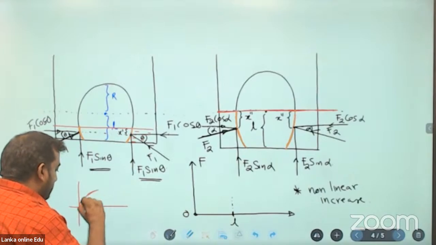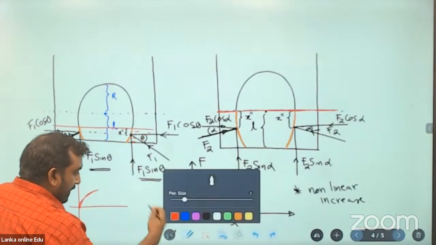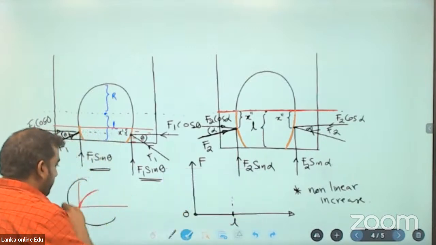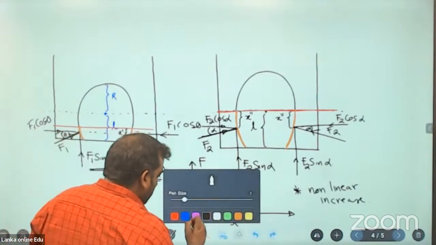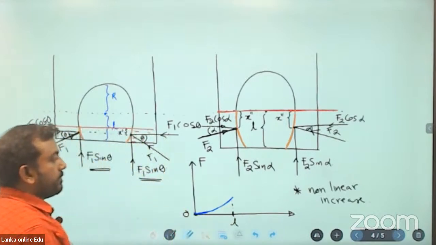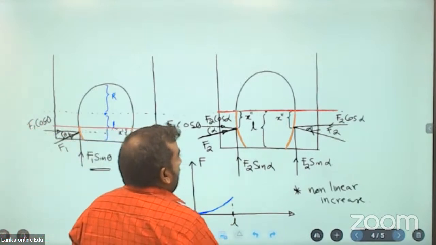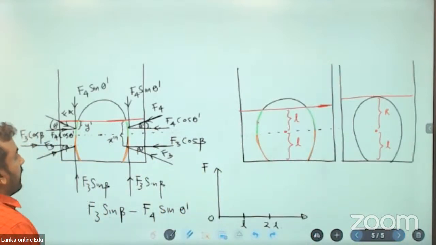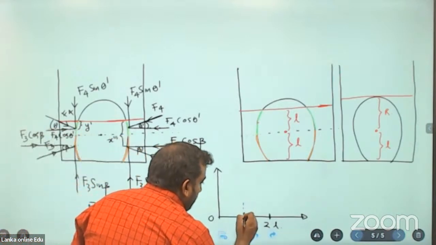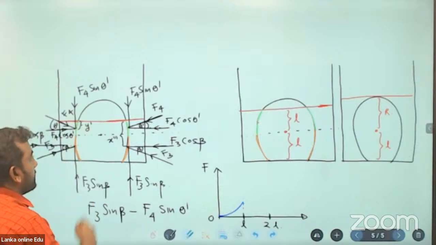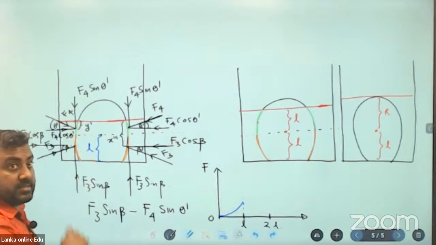Now sine graphs are like this, no? Reducing graph. But here it's increasing, no? So it's an increasing graph. I'll go like this, up to L. Beyond L, now the force starts to reduce.